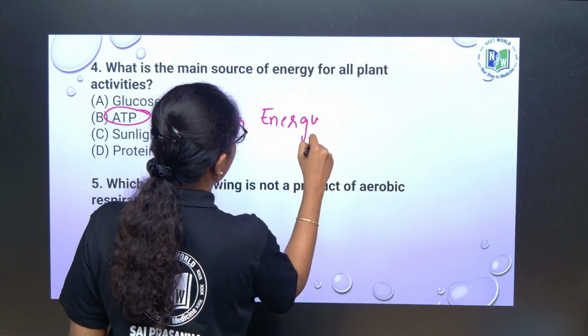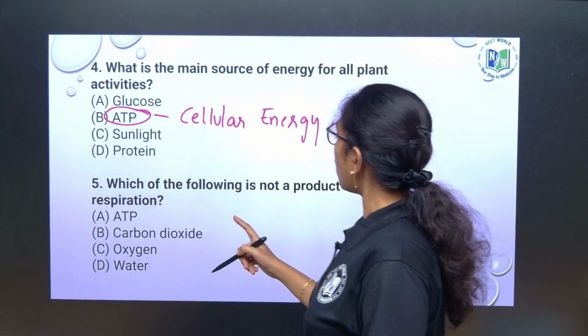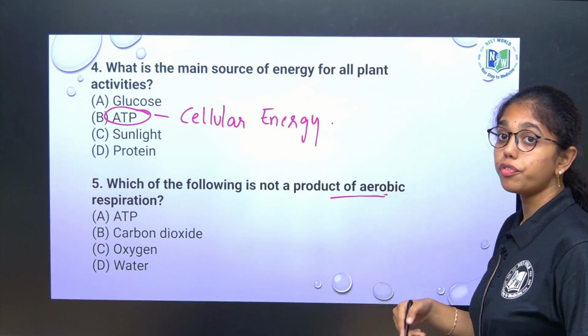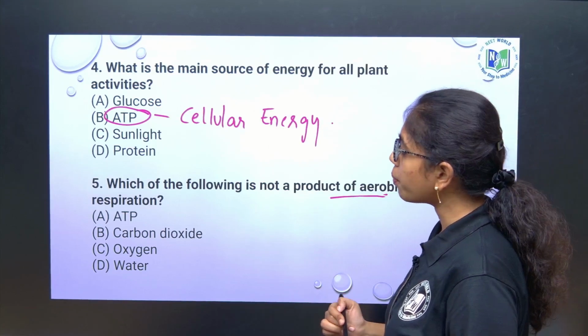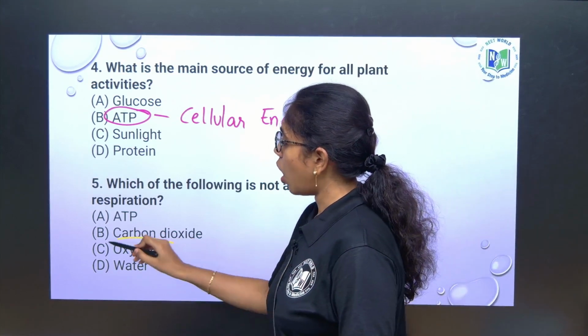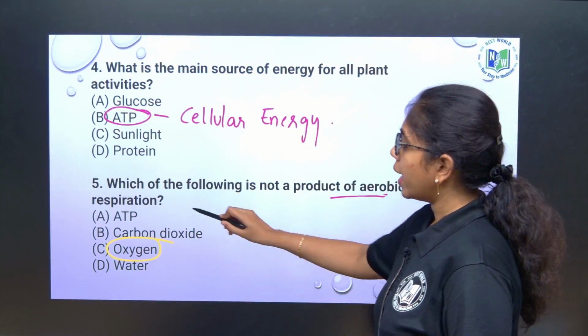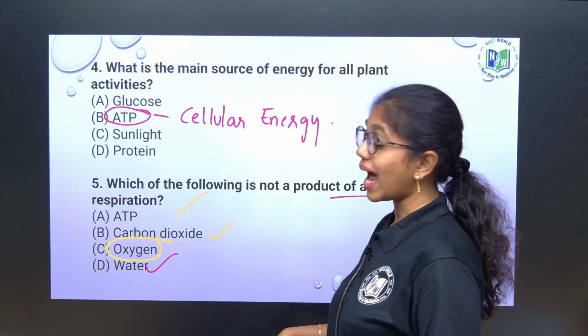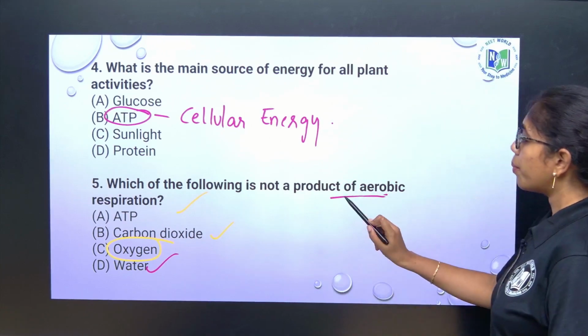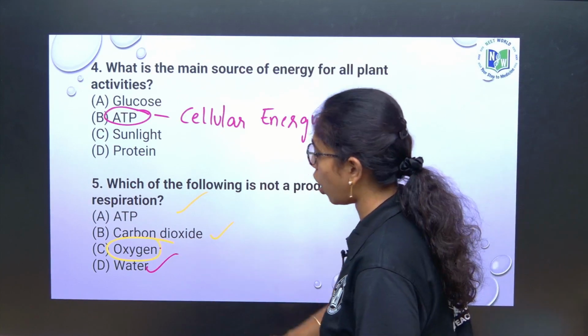Fine. Next, which of the following is not a product of aerobic respiration? Oxygen, right? Because for respiration, oxygen is required. ATP, carbon dioxide, water and energy are the products of aerobic respiration, not oxygen.